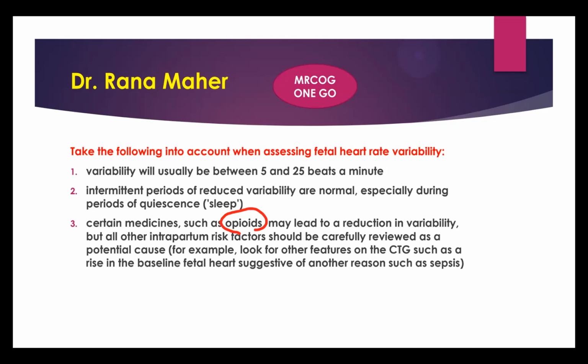So we need to take the CTG as a whole, okay? Look for other features on the CTG, like a rise in the baseline fetal heart rate. So that suggests we have another reason for this. It's not the opioid. But if this patient is on pain management with opioids, and we have reduced variability, and everything else is normal, so we can say that this is because of the opioids. So we need to look at all other features, okay?